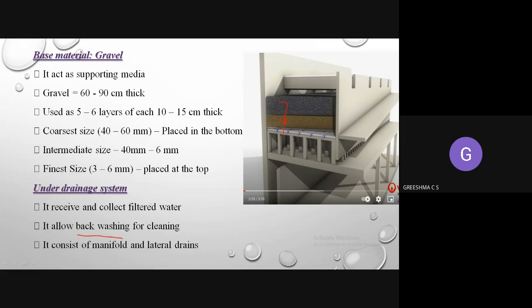That means water is flowing through here, and you can see all the dirt particles will be deposited. So in slow sand filters we scrape it off, but in rapid sand filters we remove all this dirt, all the impurities, through backwashing. So what do you mean by backwashing? That means a portion of the filtered water will be given for the backwashing.